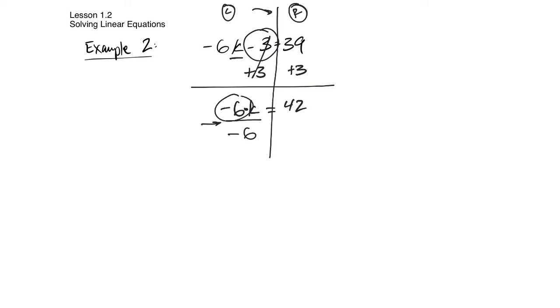And I divide by the number that I'm multiplying k by. Any number divided by itself is 1. So negative 6 divided by negative 6 is 1. So I have 1k equals negative 7. 42, which is positive, divided by negative, means that's negative. 42 divided by 6 is 7. So this is my solution.